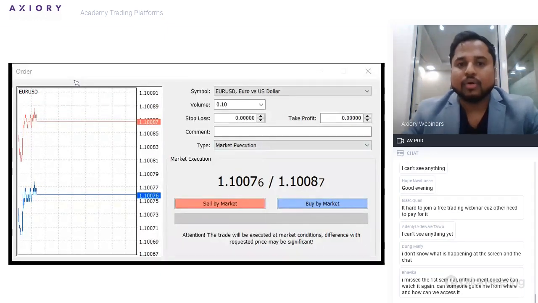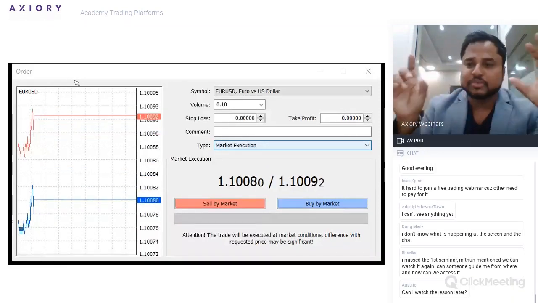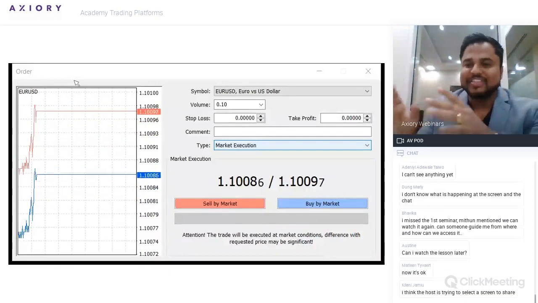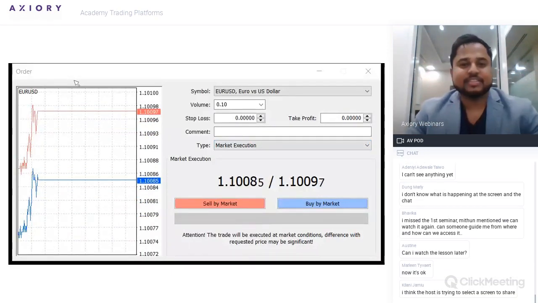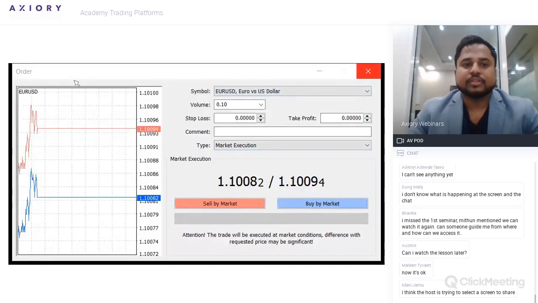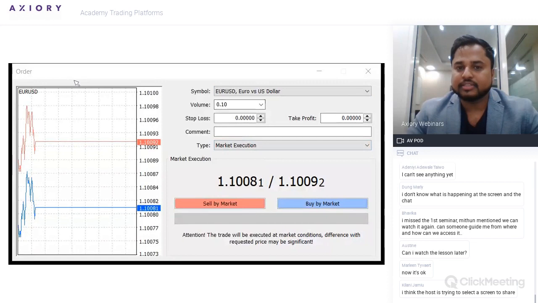This is called the order window. Actually, for me to show you each window, I need to stop and show. That is the only thing. Excuse me for the delay. So this is called the order window, where you can place the currencies.